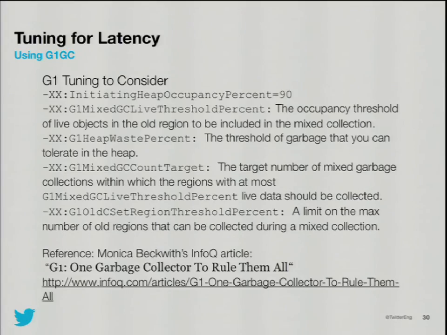Heap waste percent is really how much fragmentation can you tolerate in the heap, how much lost space. And mixed GC count target is how it divides up its concurrent work, and that's one of the thresholds that tells it how much concurrent work you're allowing it to do. Actually, the last three are all the same type of activity. If you take a look at that InfoQ article by Monica Beckwith, she presented a couple of talks on G1 here at JavaOne. That's an excellent article to jumpstart you looking at G1 for tuning.